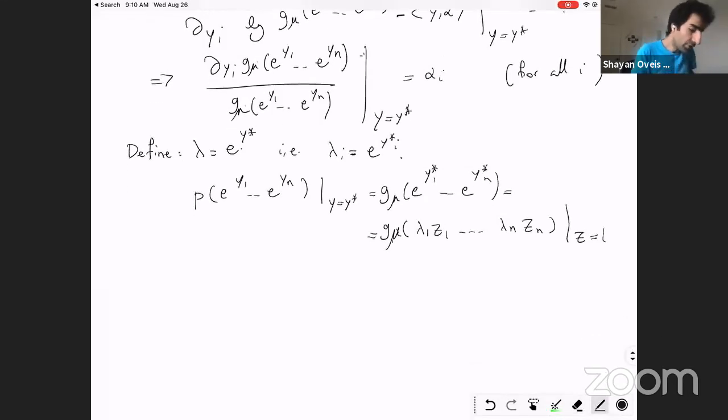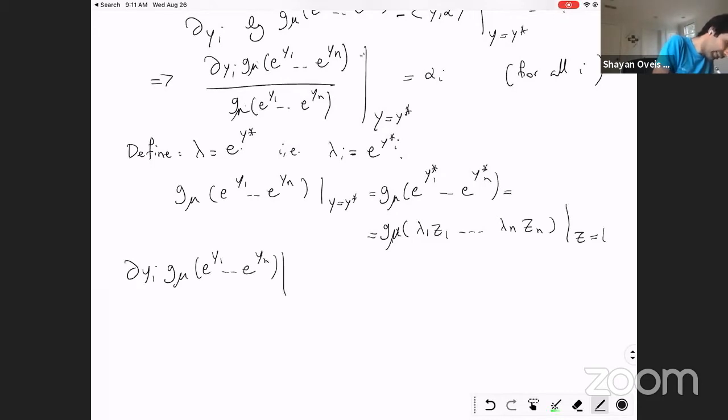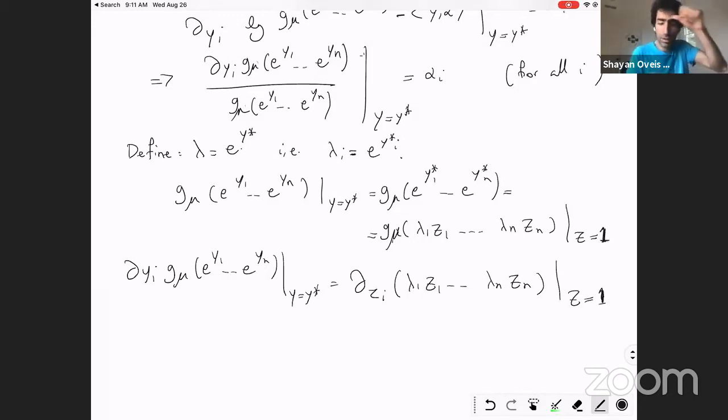Okay. So you get this. Now, similarly, you can rewrite the denominator. In the denominator, we have partial yi of g mu of e to the y1 all the way to e to the yn, evaluated at y equals y star. I'm saying that's also the same as partial zi of g mu of lambda 1 z1 all the way to lambda n zn, evaluated at z equal to the all ones vector. Okay, it's the same fact.